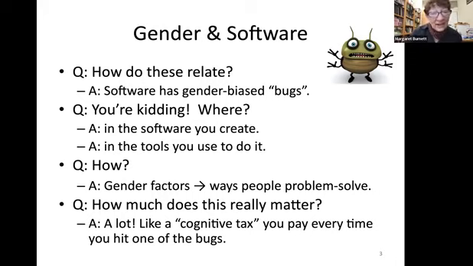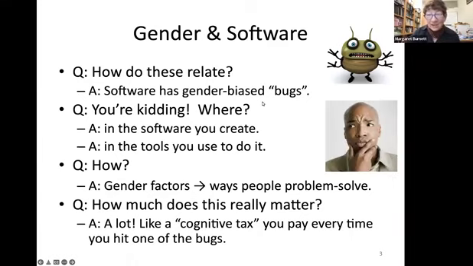And so it turns out that software has these gender biased bugs in the user experiences. Now here's a worried software developer, and they're saying, uh-oh, you're kidding, where? And that software developer is worried because they already have a super busy workload, and the last thing they need is more bugs. And so the answer is it's in the software that that person is creating and in the tools they use to build that software. So that's bad.